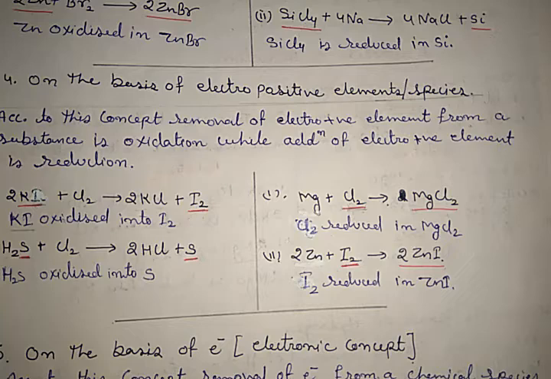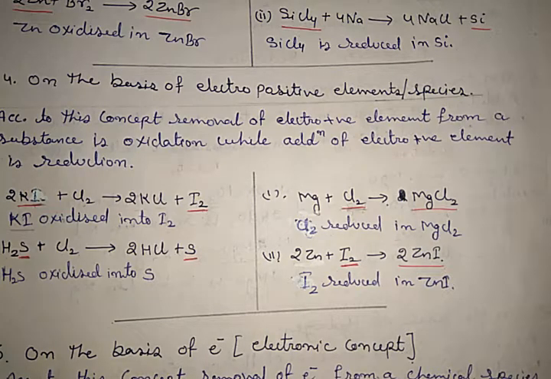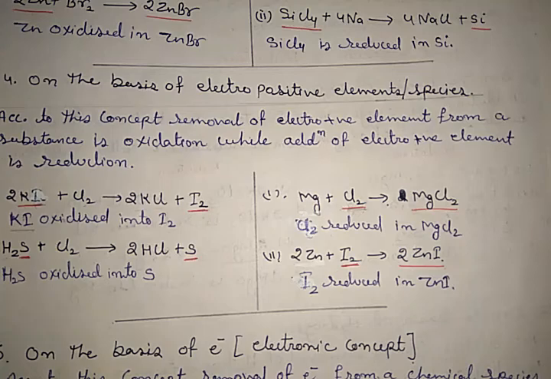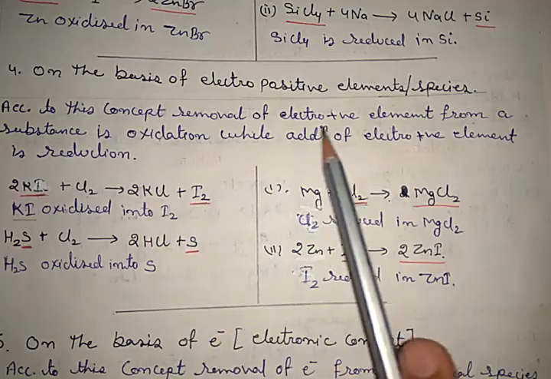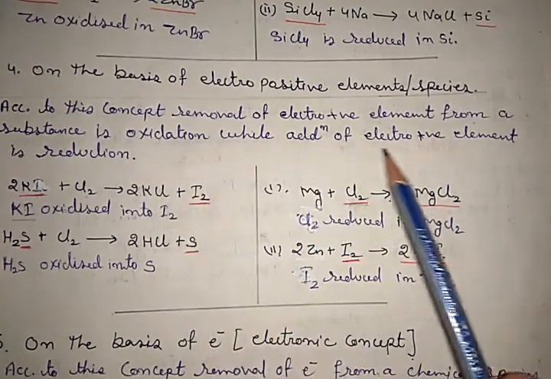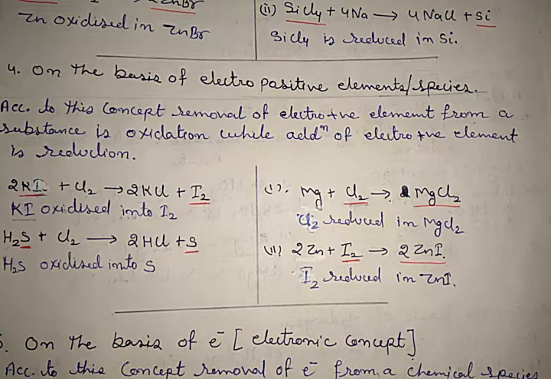Now our next basis is on the basis of electropositive element. Electropositive element shows similar behavior to hydrogen. Like hydrogen is added in reduction, here the electropositive part is added in reduction. In that definition, hydrogen's removal is oxidation. Here, the electropositive part removal is oxidation. So on this concept, removal of electropositive element from a substance is oxidation, while the addition of electropositive substance is known as reduction.